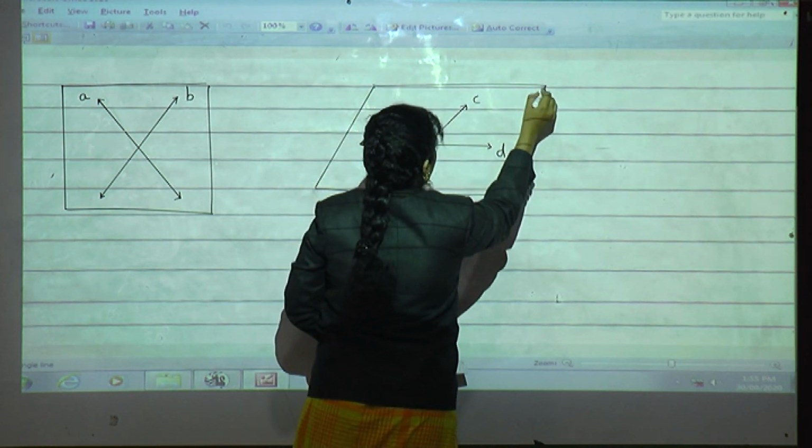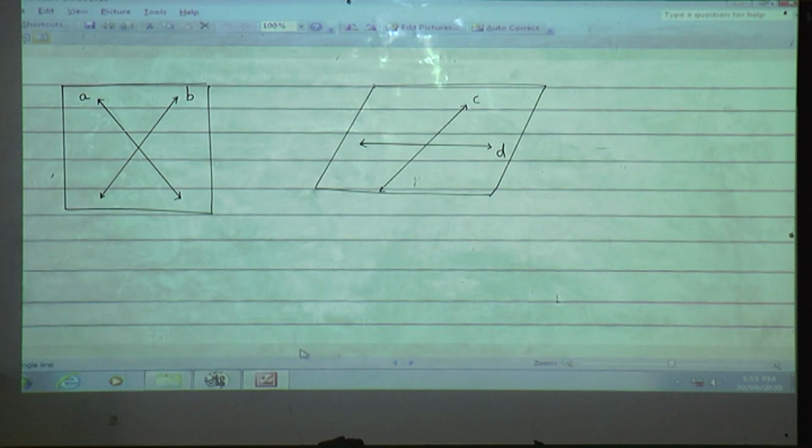So our second property of intersecting lines is no matter how they meet, they are in one plane. That means intersecting lines are always in one plane. Now we will see the third point.